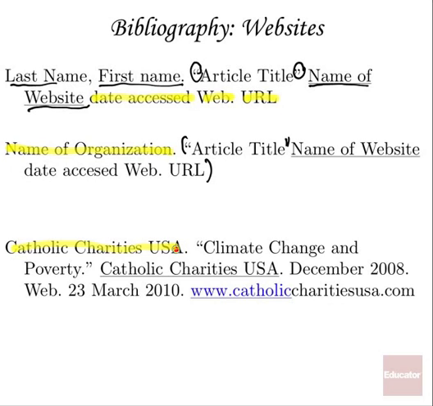Great! What is the name of this article I'm getting off of the website? "Climate Change and Poverty." Good. What is the name of the website? Catholic Charities USA, same as the organization. I'm writing the month that I accessed it, I'm writing "web," and then I'm writing the URL, which is the most important thing for web addresses, CatholicCharitiesUSA.com.